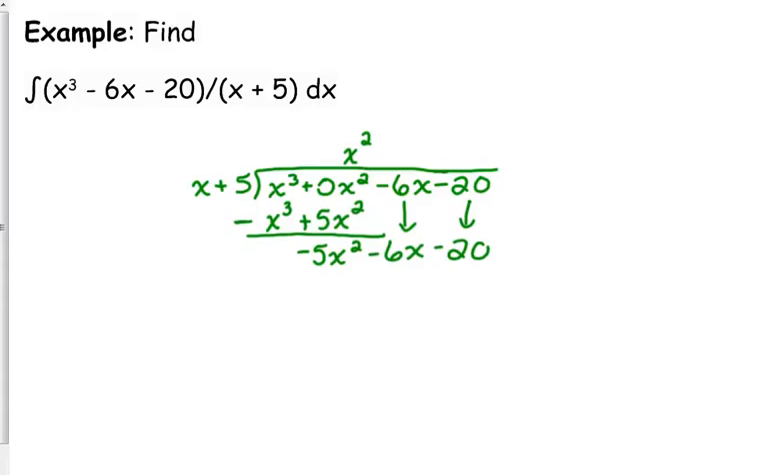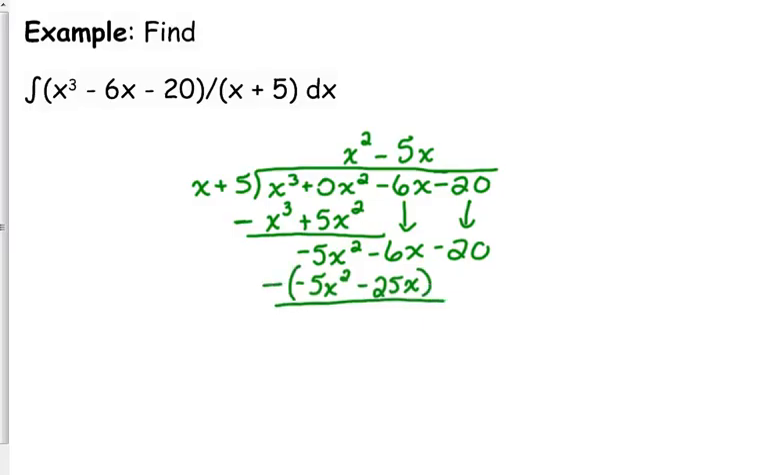Now, we didn't have to go past the first step last time. Forget what's right under the line now. The only polynomial we're concerned about is what's been brought down. It's negative 5x squared minus 6x minus 20. So we divide negative 5x squared by x and put the results on top. So that gives us negative 5x. We multiply that by x plus 5. Negative 5x squared minus 25x.